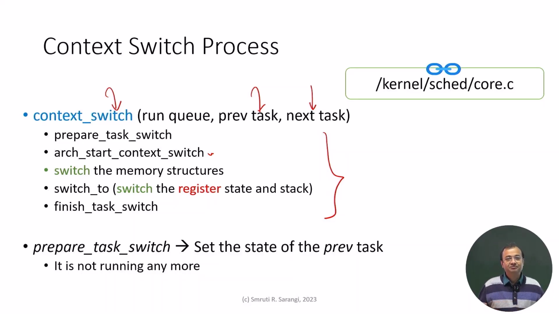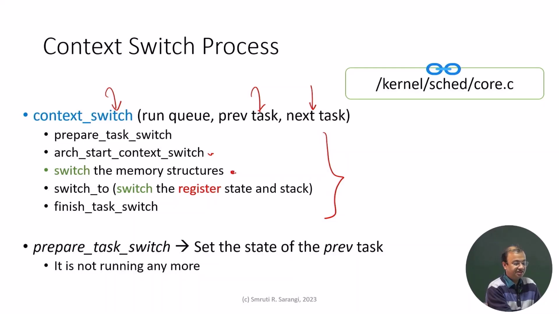All right. So whatever steps you have, you will be kind of more liberal and you will have a lot of functions, but all of those functions will not be relevant for every architecture. But still, you want to create some sort of a superset. So in that case, you'll first prepare. So preparing is clear, telling the previous task that you are swapped out. Arch start context switch is in case your architecture requires something to initiate this process. x86 doesn't require it. The important thing is to switch the memory structures. So we will see there is a little bit of an issue here. And then switching the register state and stack, and finally finishing the task switch.